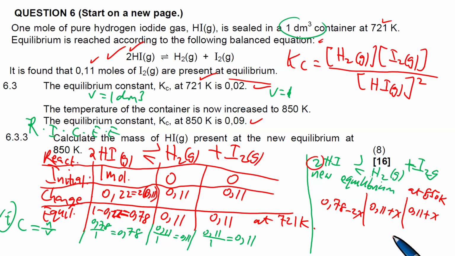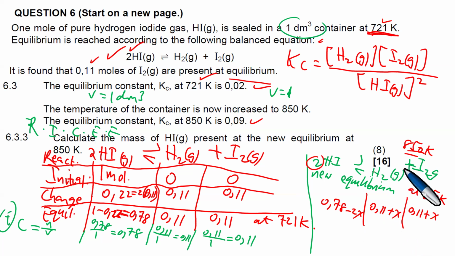So the first table is for the 721, the original table. Yes, it's the original table at 721 Kelvin. And then now there's going to be another table when you have 850 Kelvin temperature. So the products are going to be higher. That's why you said plus x.